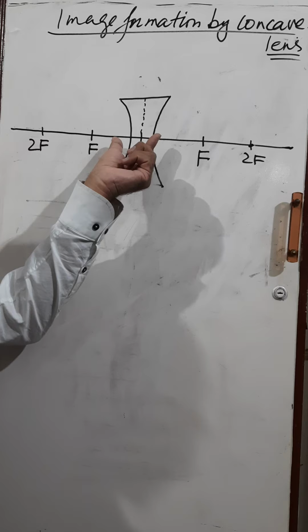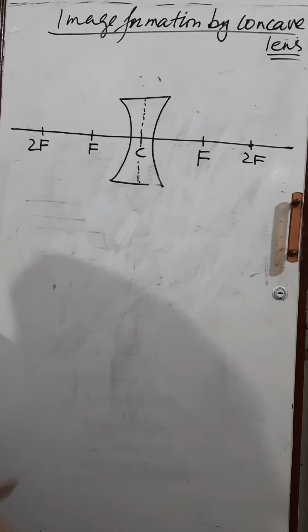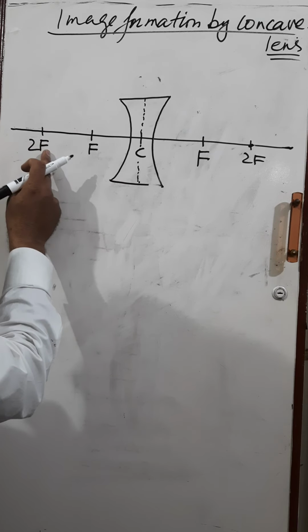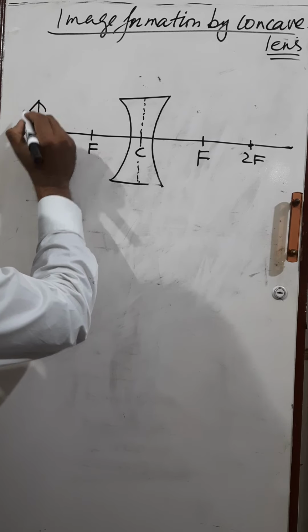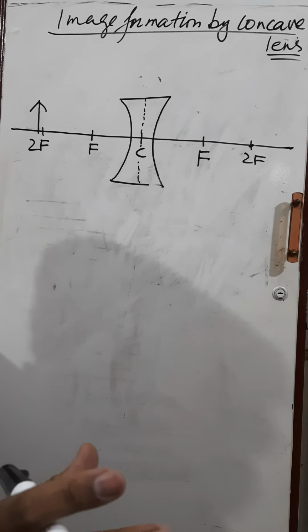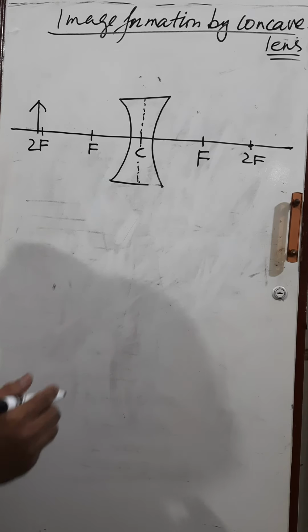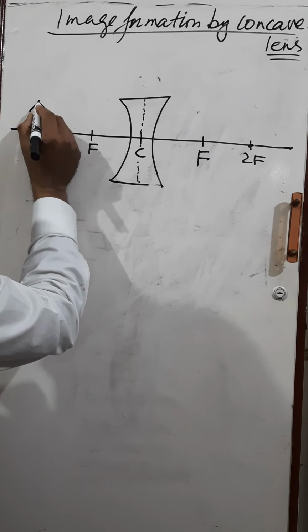Concave lens is such a lens which is thinner from the middle and thicker from the sides. There is only one chance of the image formation if you place an object at f, between f and 2f, outside f. Wherever you place an object, image will be virtual, erected and smaller in size. If I have placed object at this point, this is our object.